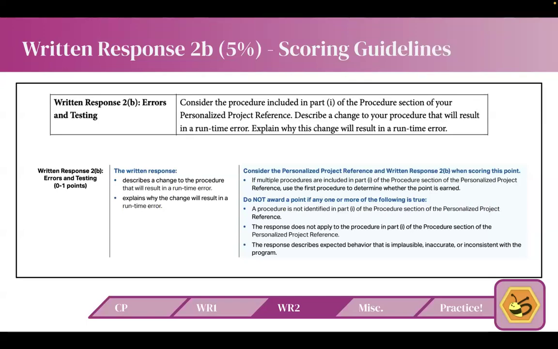For this question's scoring guidelines, here's what we have. We want to describe a change to the procedure that will result in a runtime error, and explain why that change will result in a runtime error. So it's pretty much just what the question is asking. As long as you did these two things, you're good. But you have to make sure that in the context of your code, these are correct, and that's what they're looking for.